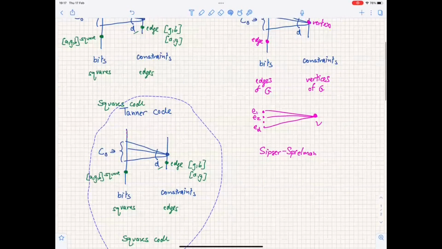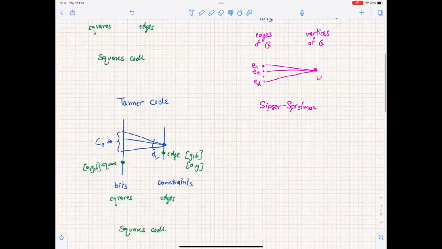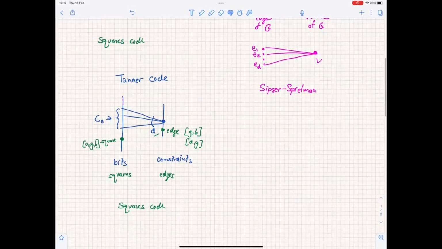So let's move here. Our code, you can also describe it in a third way. Now instead of edges here, I'm going to put the vertices here. But now this is not D anymore, it's going to be D squared. Every vertex touches D squared different edges. And the C naught that we're going to choose is the tensor code itself. That's what you were thinking?